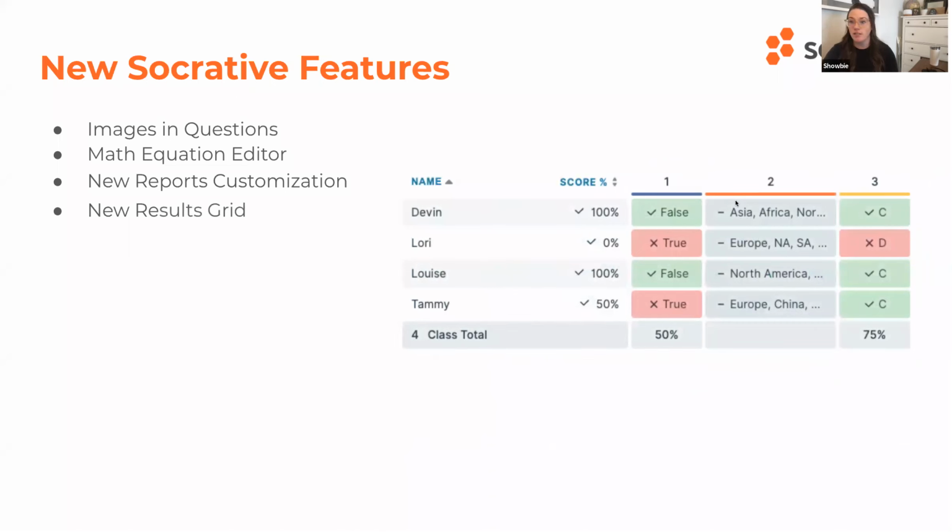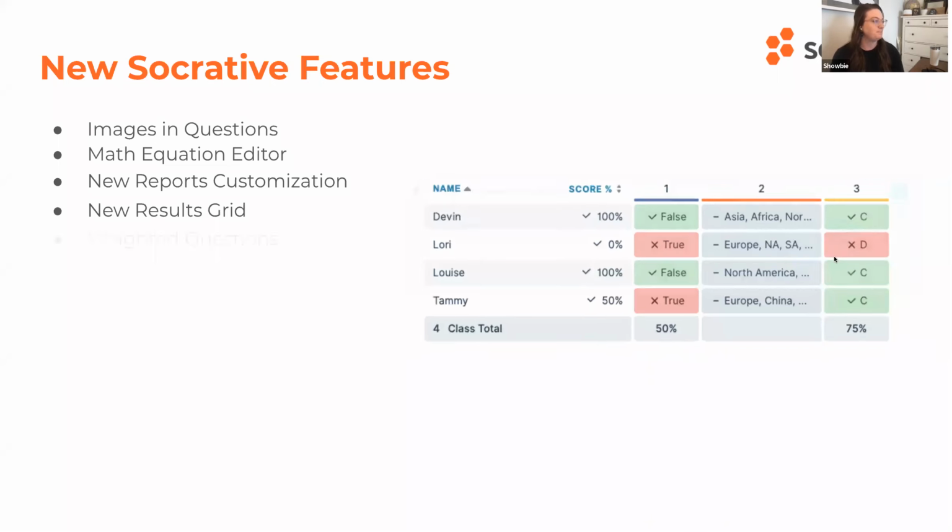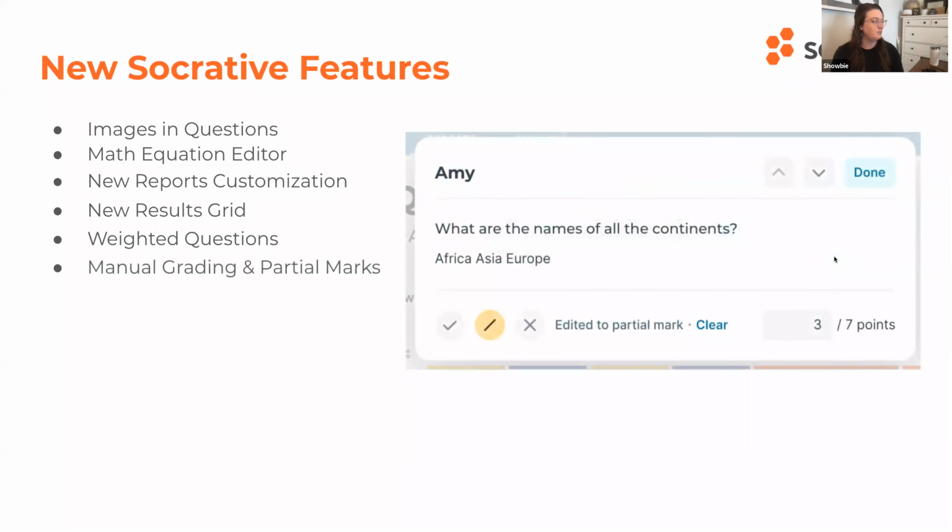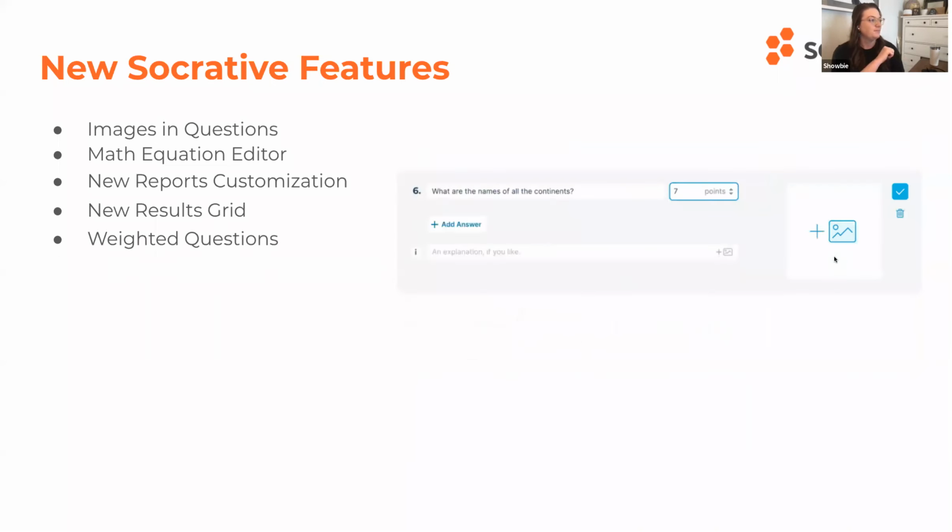We also overhauled the results grid. You'll probably notice that bit by bit, we are slowly modernizing the look of Socrative, and as a result, adding a lot of great new features. So we cleaned up the results grid here, made it a little bit easier to understand and to digest. And it also set us up for some other features.